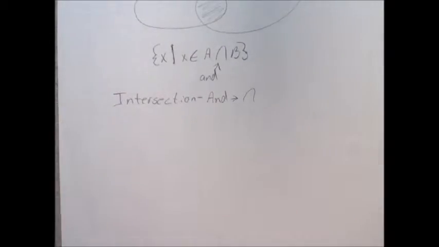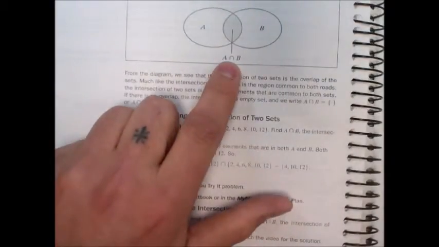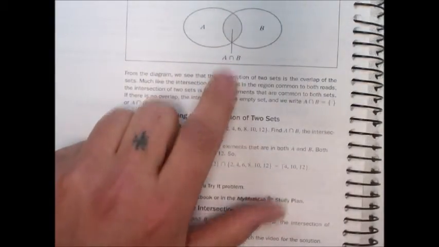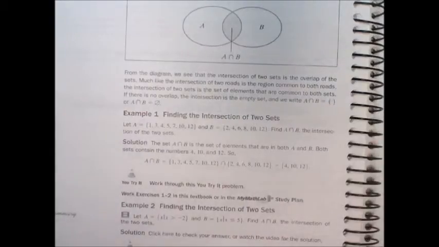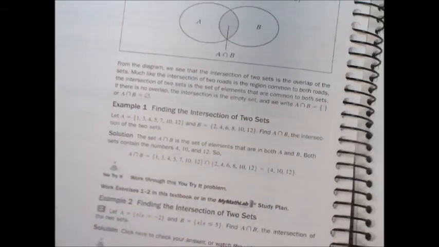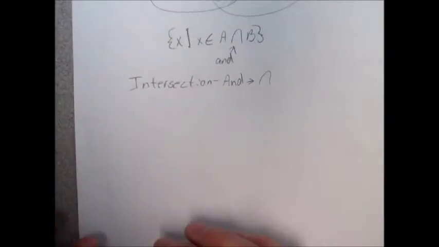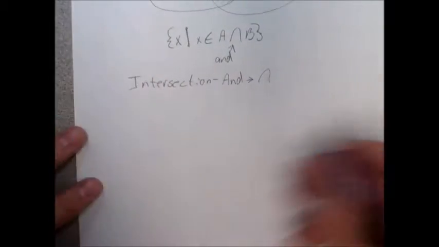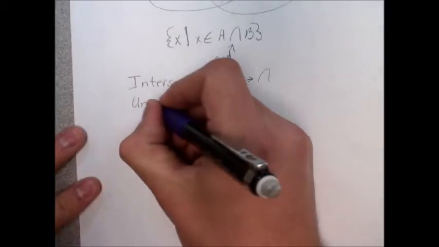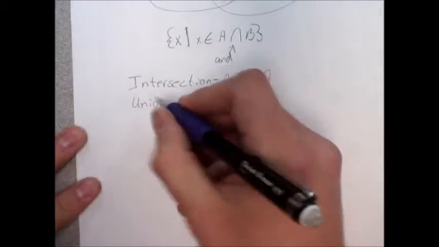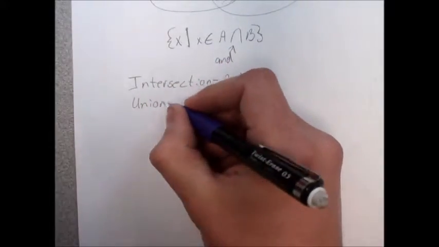Let me show you what it looks like in your book. It's that right there. Horseshoe. Okay, the or one is just opposite of that. It turns it the other direction. Okay. So let's talk about union. That's the one that looks like or. So union is the one that talks about or.